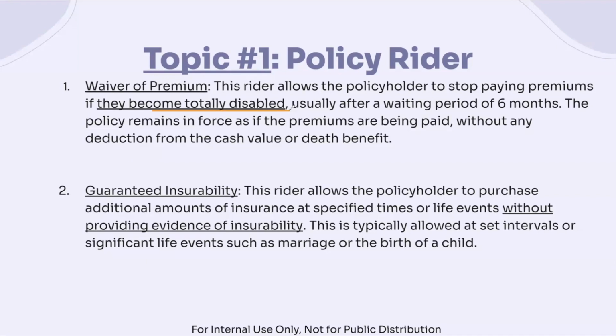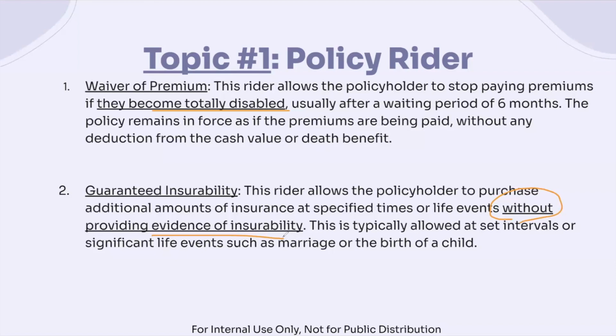Now, when we take a look at our second policy rider, we're talking about guaranteed insurability. This allows one to purchase additional amounts of insurance at specified times or life events without providing evidence of insurability. So here the key is that the policyholder can purchase additional amounts of insurance without providing any medical report. They don't need to meet any of those requirements for that.